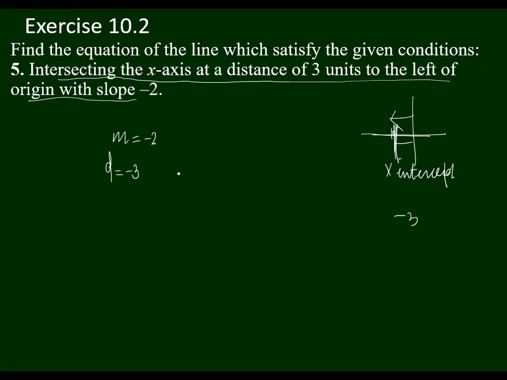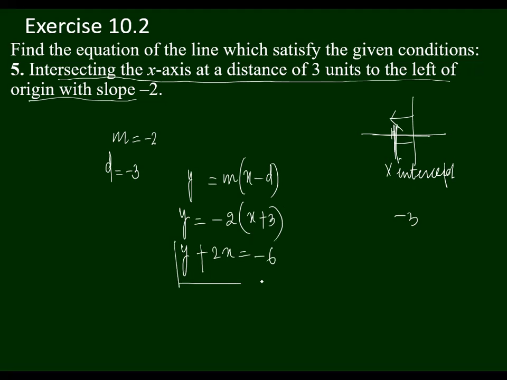So what is the equation? Equation is y is equal to m into x minus d. So y is equal to m, which is -2, into x plus 3, or y plus 2x is equal to -6. That is the answer.